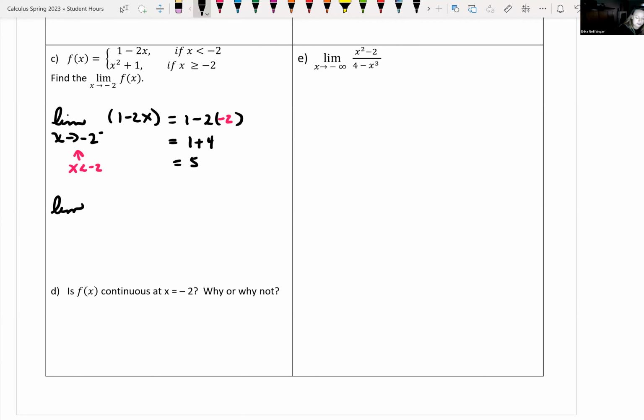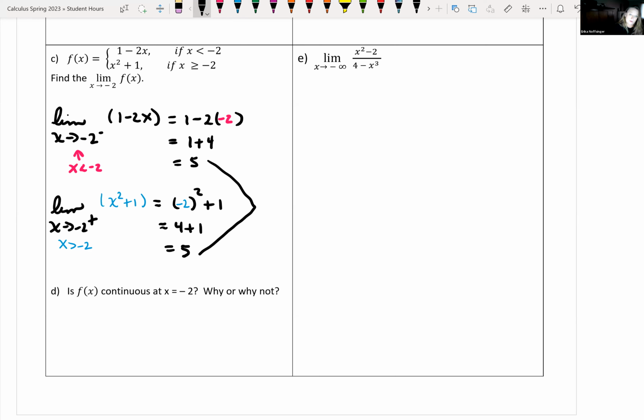Now looking at the limit as x approaches -2 on the right-hand side, those are values where x is bigger than -2. So we're plugging that into the second equation, which is x squared plus 1. Plugging that in, we get -2 quantity squared plus 1. Well, if I square -2, I get +4, and 4 plus 1 is 5. And since our limits are the same from the left and the right, our limit as x is approaching -2 is equal to 5.